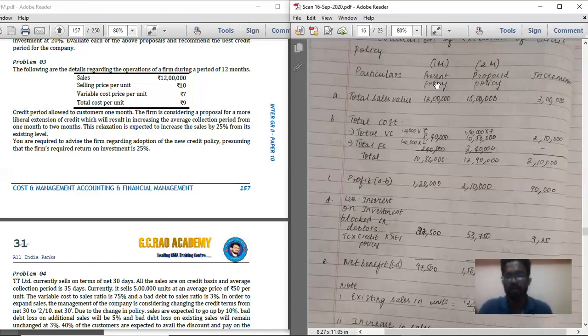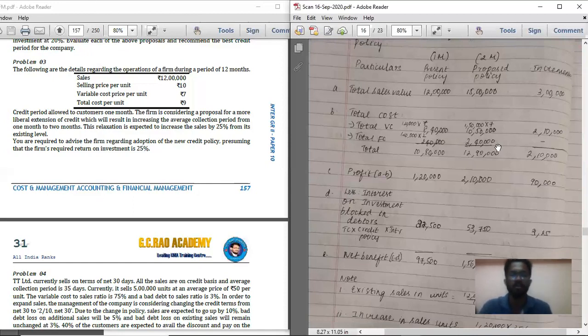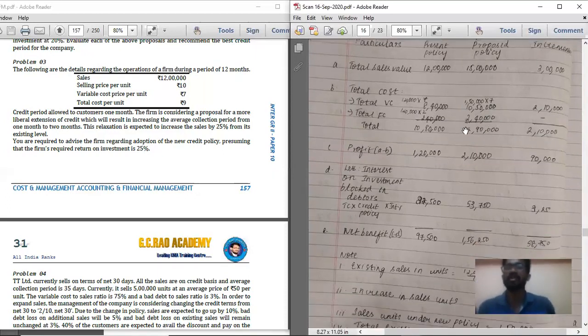So under present policy, 1,20,000 units also 2,40,000. Under proposed policy, total fixed cost is the same, 2,40,000. Fixed cost is not going to change based on changes in the number of units. Only variable cost changes. So fixed cost is 2,40,000 under both the policies, so B minus A is nil. So incremental cost is nil. Put nil.